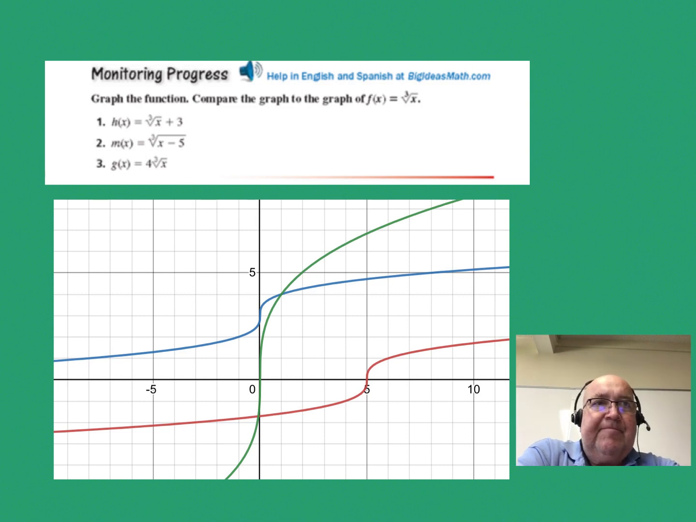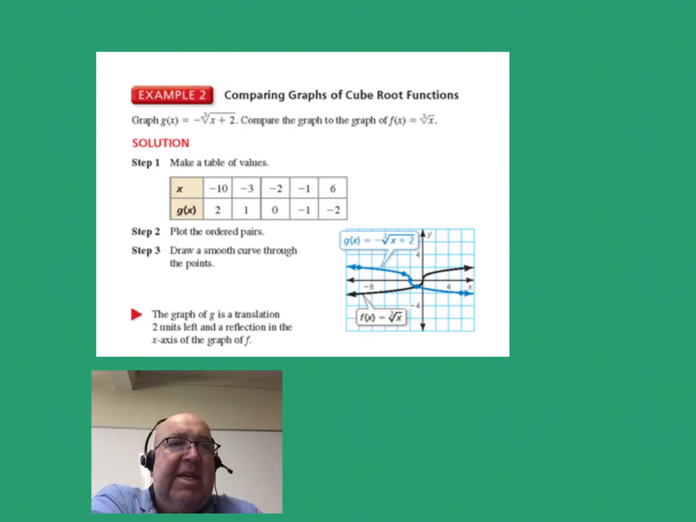Alright, so here are 3 graphs. The first one, cubed root x plus 3, is the blue graph. The second one, cubed root x minus 5, is the red graph. This is number 2. And the multiply by 4 is the green graph, or 3. So let's see how things change.